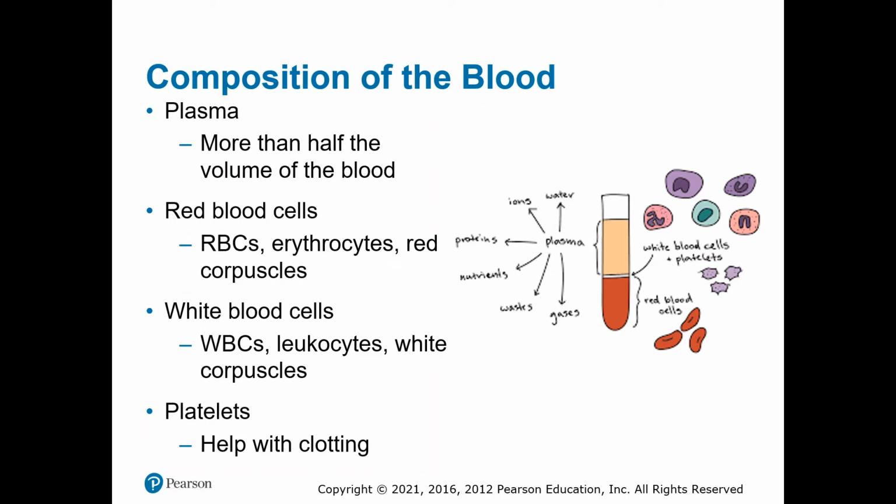So blood itself is composed of plasma, red blood cells, white blood cells, and platelets. Plasma is more than half of the volume of the blood. Your red blood cells include erythrocytes and red corpuscles. Your white blood cells make up your infection fighting type deal. So when you have elevated white blood cells, it shows as an infection. And then platelets help with clotting as well.